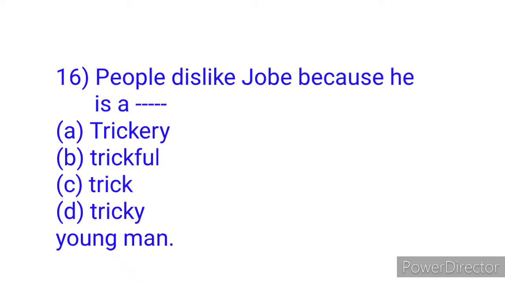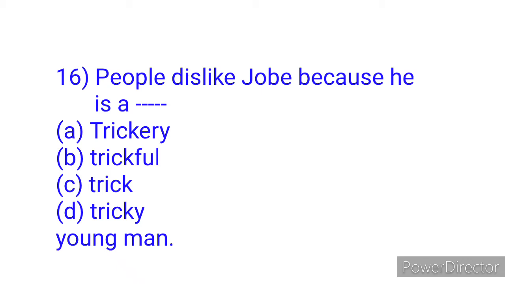The essence of this question is to test your understanding of the different parts of speech in the English language. In this question, we are expected to choose among the options the one that will qualify the noun Job, and you know that a word that qualifies a noun is an adjective. Now let's look at the options. Option A, trickery. The word trickery is a noun. It means deceiving. It's another word for deception. You cannot say people dislike Job because he is trickery, because trickery is a noun and cannot qualify another noun.